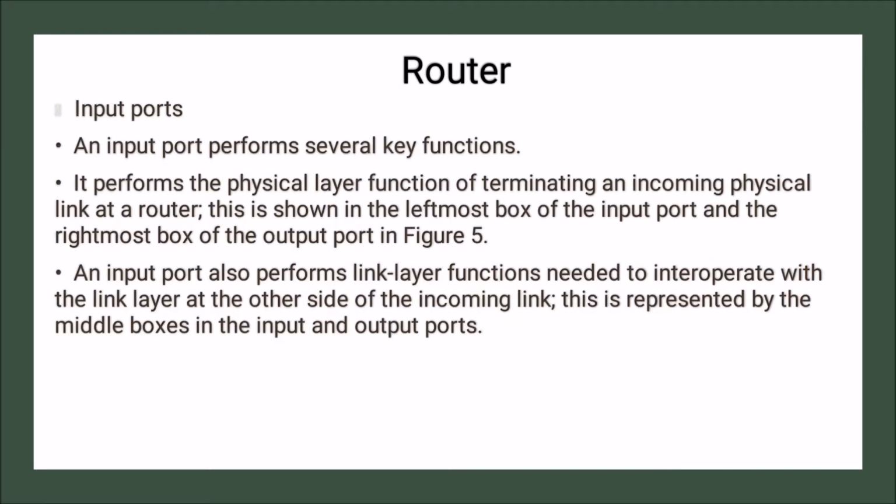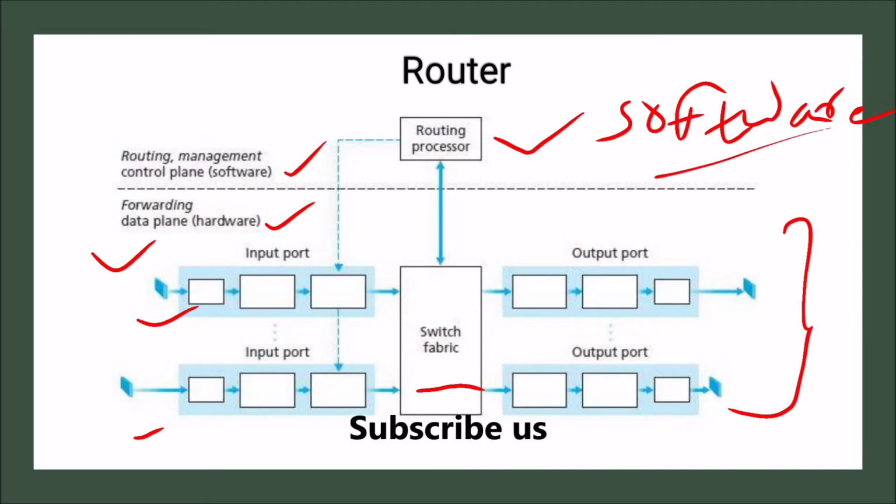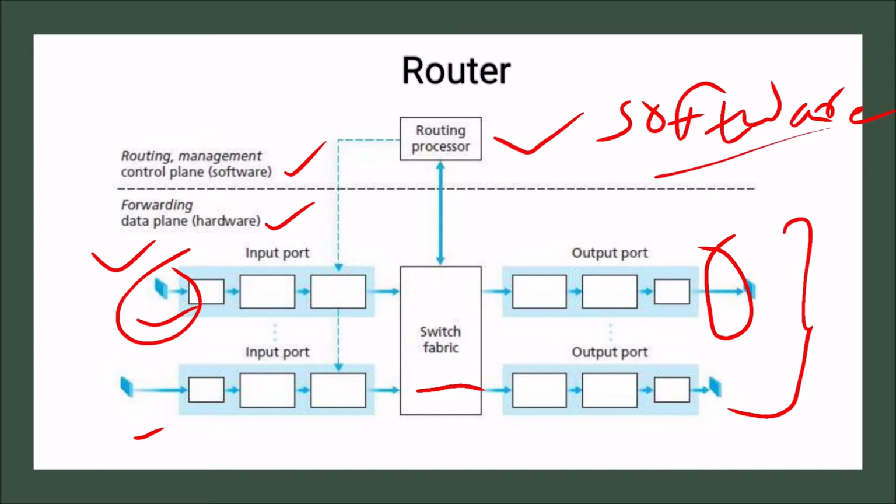Input ports. An input port performs several key functions. What are the functions performed by input ports? It performs the physical layer function of terminating an incoming physical link at a router. This is shown in the leftmost box of the input port and the rightmost box of the output port in this figure. So this is the first box, which terminates the connection, and here also there is termination of the connection.